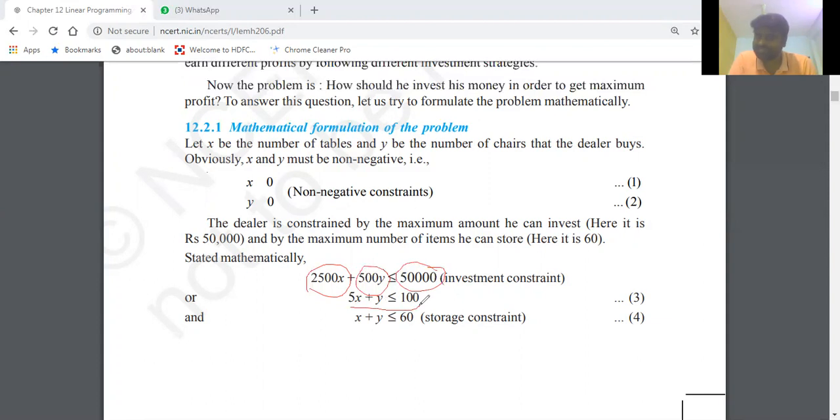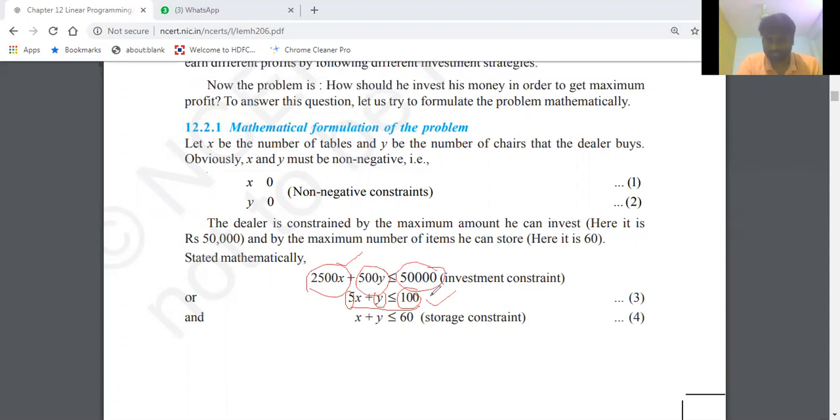What is this? 5x plus y less than or equal to 100. Okay, this was simplified, correct or not? So here we are going to simplify. By which table have we simplified? 500 table. 500 fives are 500 ones, 500 hundreds are 50,000. Just this is simplified. Always remember, this is our objective function.